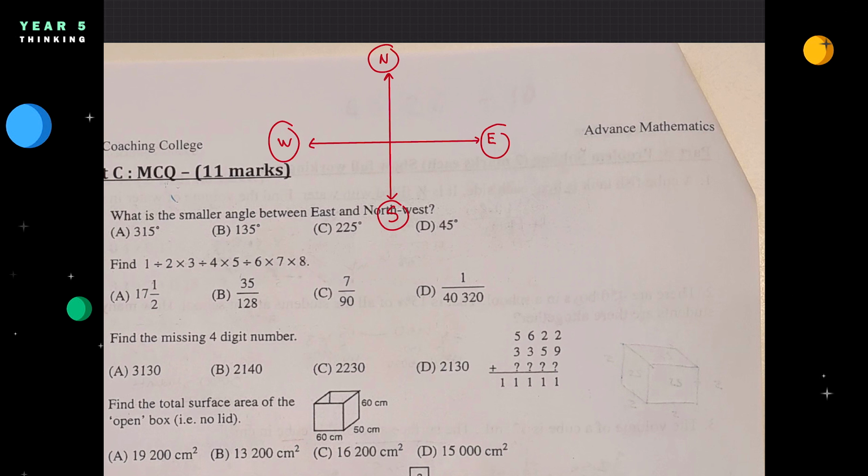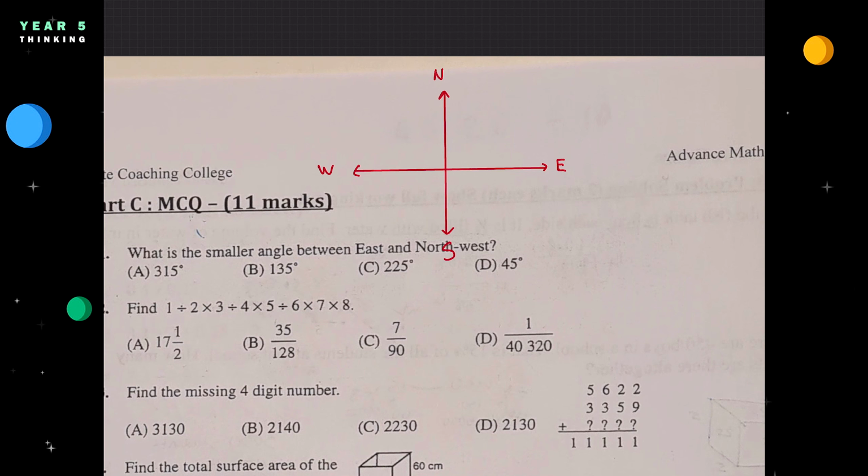Some people like to remember that as something else, maybe never eat Shrek's wife. I don't know. Either way, just remember never eat soggy wheat, and in the clockwise direction you can always draw this compass direction thing.